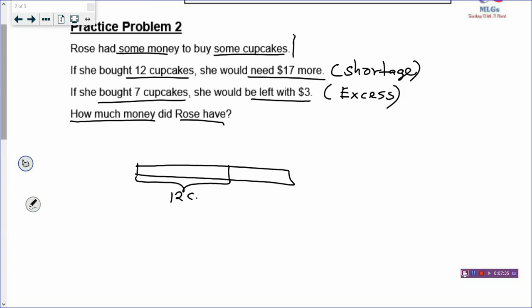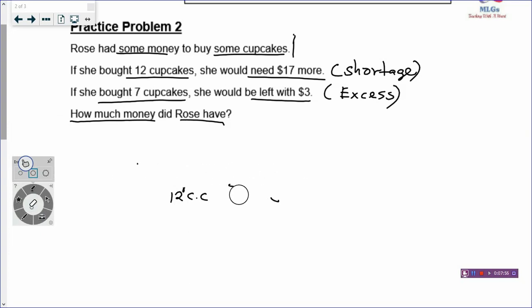And do not put the labels inside the boxes. What do you put in the boxes? Usually the numbers, right? Alright, and then she will need $17 more. So that is what you put inside. And this is your shortage. Oops, okay, Miss needs to erase. Alright, the model drawing is inaccurate.